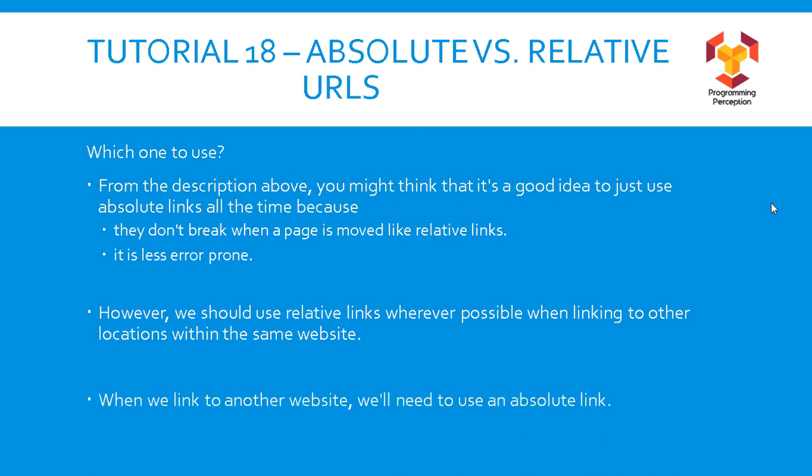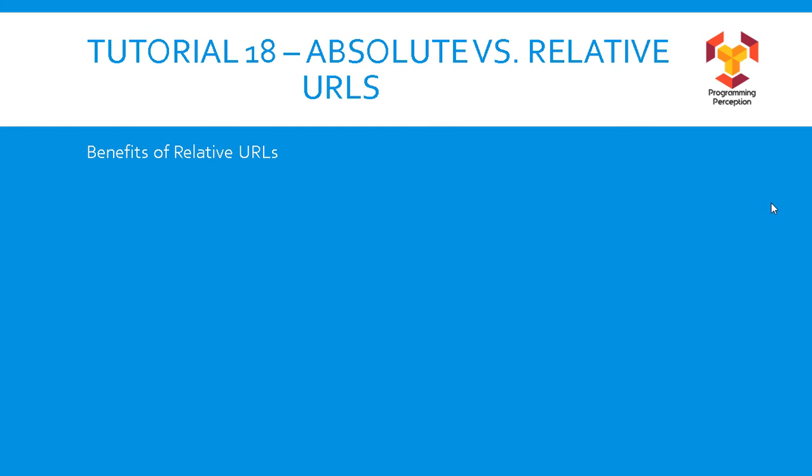So my suggestion would be, when you are linking to a resource of the same website, always try to use a relative link. And when you are linking to any other website, then only use the absolute link. Now you might be wondering why. To explain that, let me tell you some benefits that we get with relative URLs.